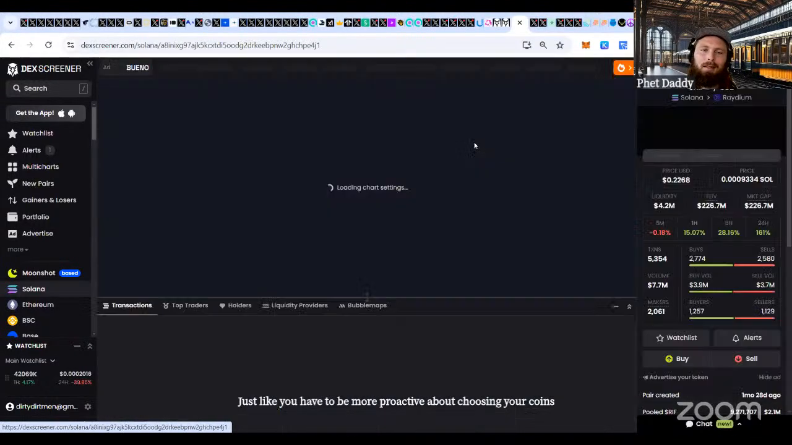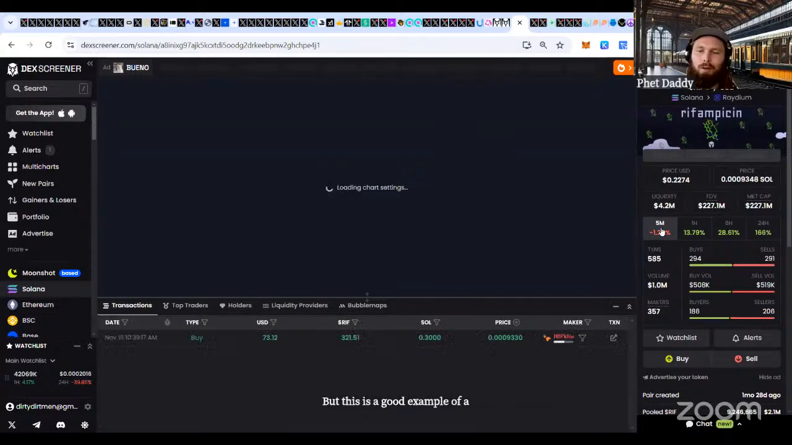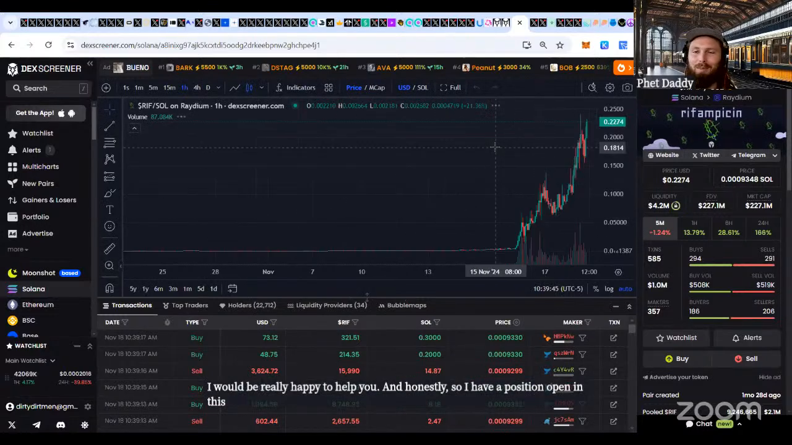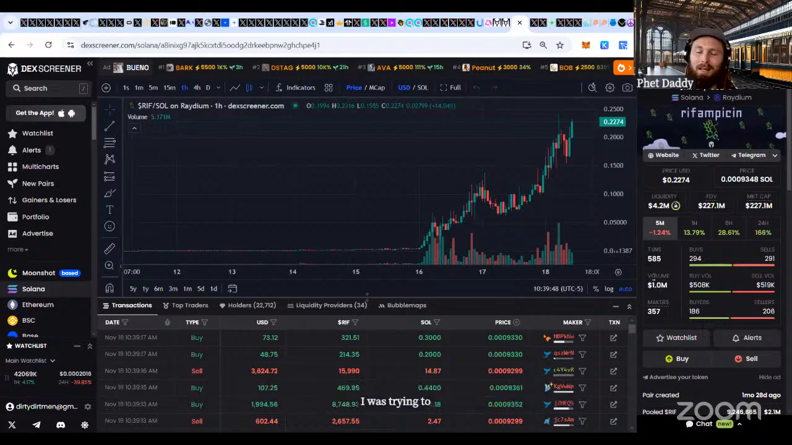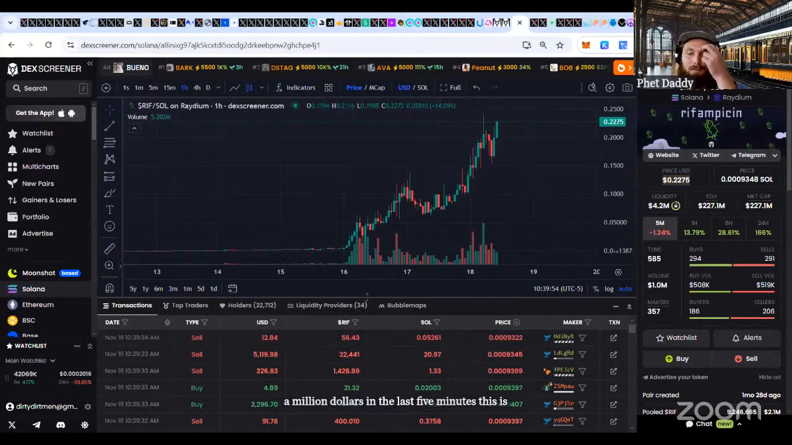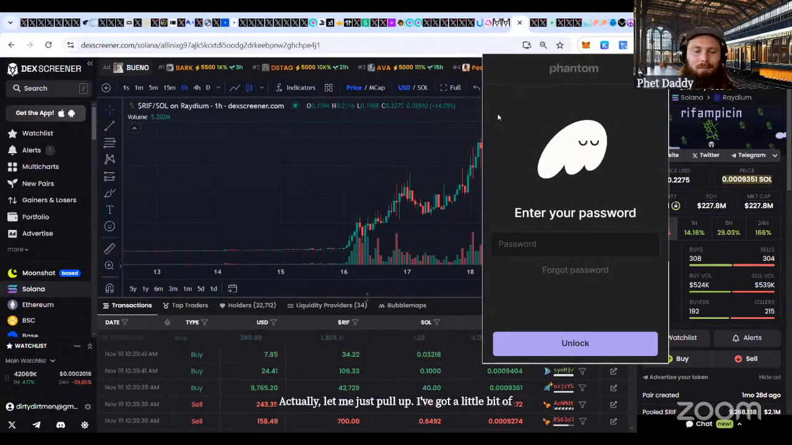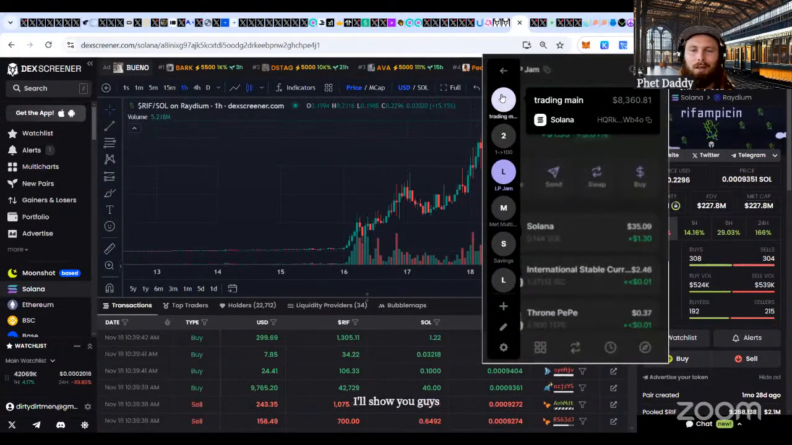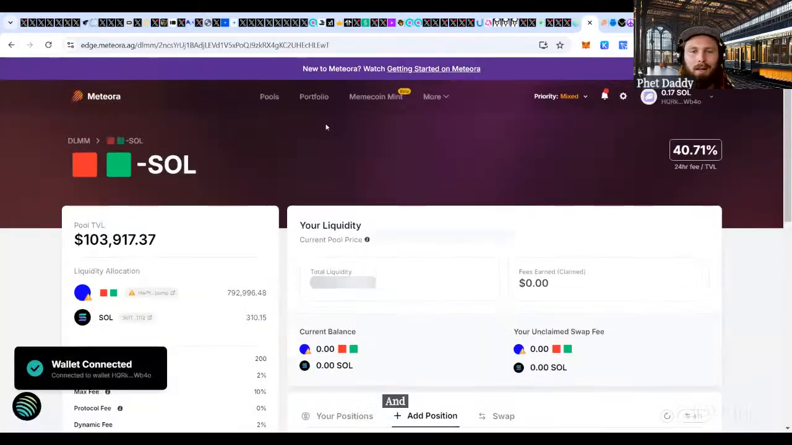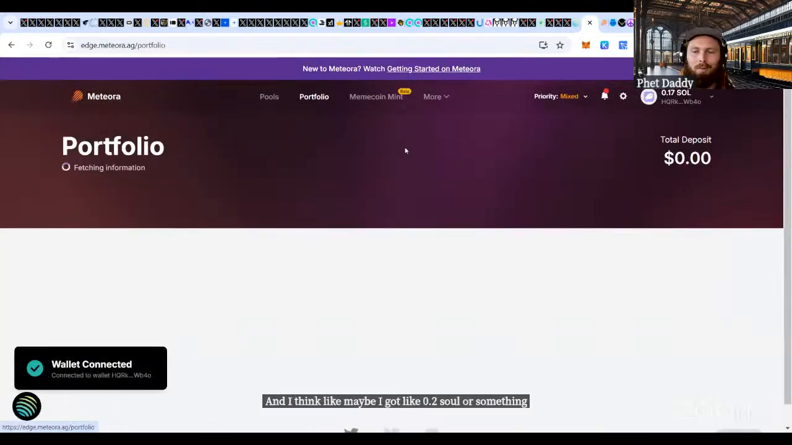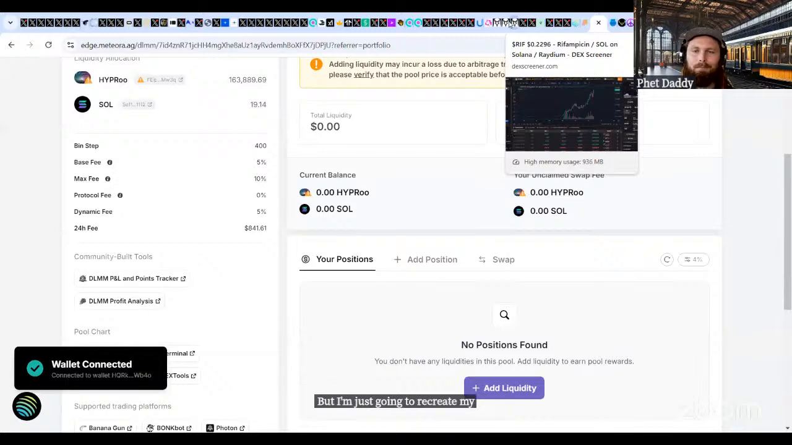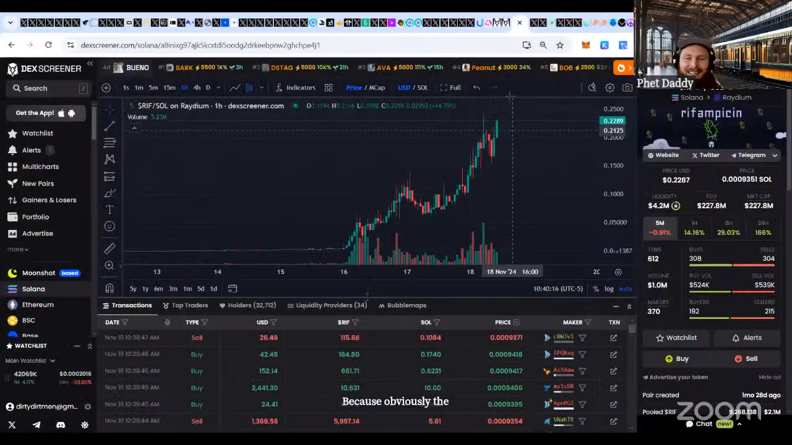But this is a good example of a coin that I'd be really happy to LP. And honestly, I have a position open in this and I need to rebalance it because I was trying to catch a downward movement, but there's $1 million in the last 5 minutes. Let me just pull up, I've got a little bit of battery life left on my laptop. I'm just going to rebalance my position. I'll show you guys what my initial thesis was, and I think I got like 0.2 SOL or something, with a little bit of motion in range. But I'm just going to recreate my position, because obviously the market really wants to buy this coin.